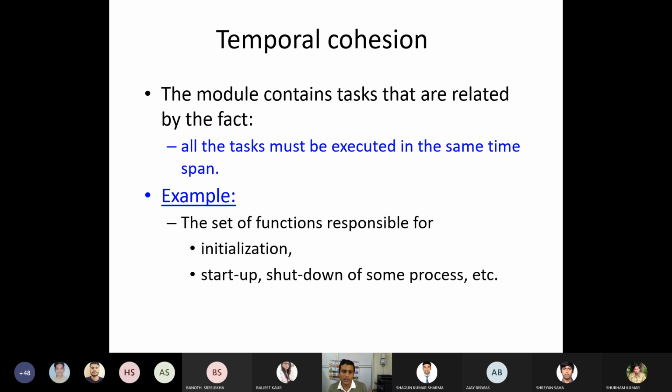One example is as part of an operating system. Whenever you start your machine, there is initialization, startup, and shutdown of some processes. Or when you are going to close your machine, your operating system carries out some of these operations at the same time. Initialization will be done, then you load the memory locations, or some of these processes will be shut down. Those things are carried out at the same time, so that particular module has the property of temporal cohesion.